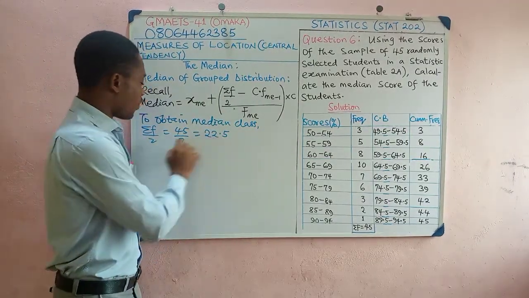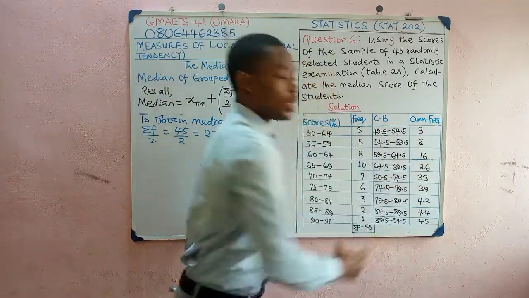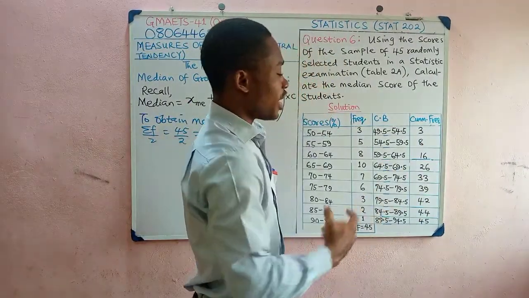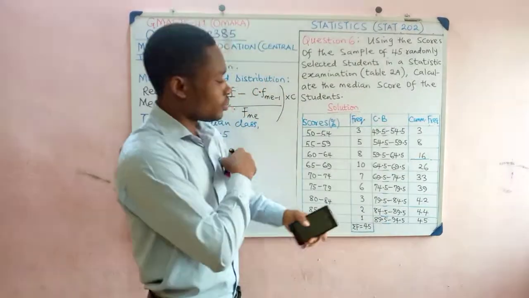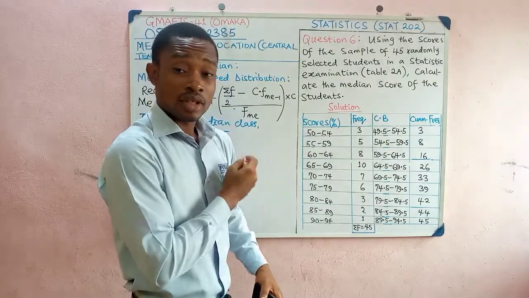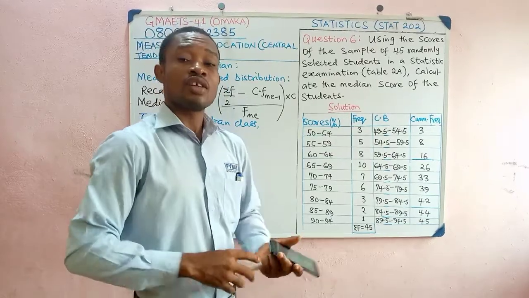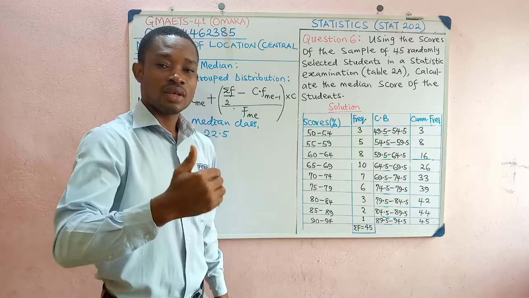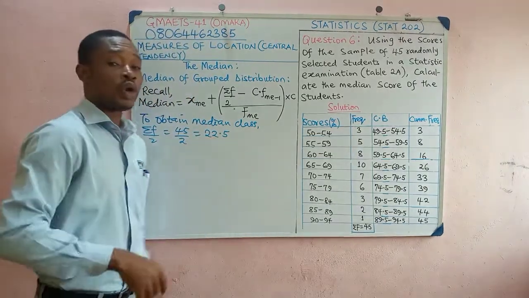Alright, with this 22.5 as the value of summation f over 2, now go to the cumulative frequency column. Are you there with me? So this is the cumulative frequency column. I'm going to check if I will get 22.5 there. Did you see the 22.5 in the cumulative frequency column? No, there is no 22.5. Because there is no 22.5, you're going to pick the next cumulative frequency value that is just greater than 22.5.